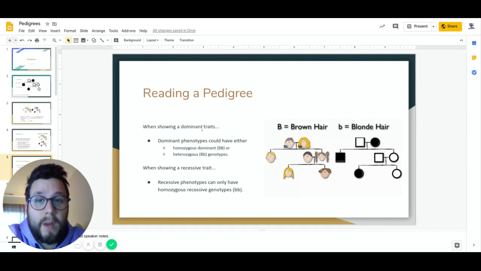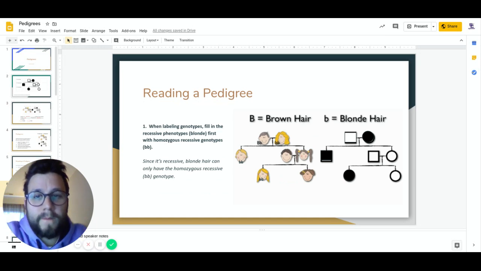So if you have a dominant trait, people with brown hair, they could be homozygous dominant with 2 capital Bs, or they could be heterozygous with 1 capital B. So we don't know which one they are based off of just whether it's shaded or not. We have to figure it out based on what everybody else has. When someone has a recessive trait, the only thing they can be is homozygous recessive, because the only way that you'll show a recessive phenotype is to have 2 of the recessive alleles.